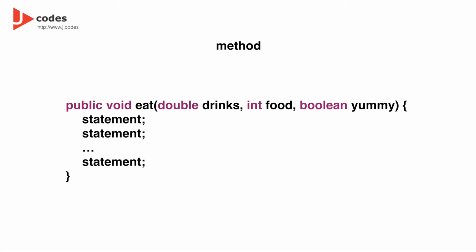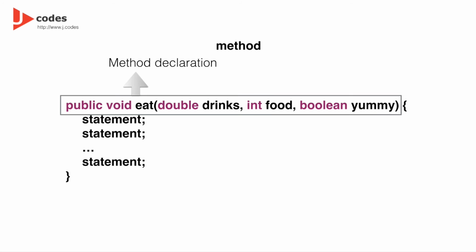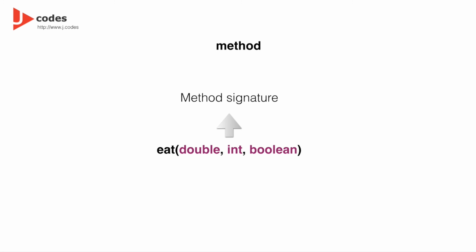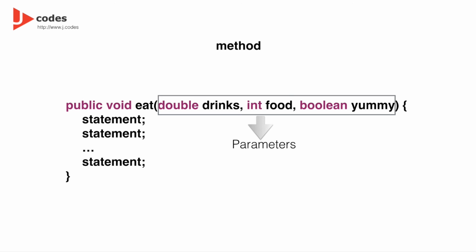Now we're going to talk more about the method as a whole. This part is called method declaration. If we leave the method's name and parameter types alone, this is called the method signature. These are the parameters.